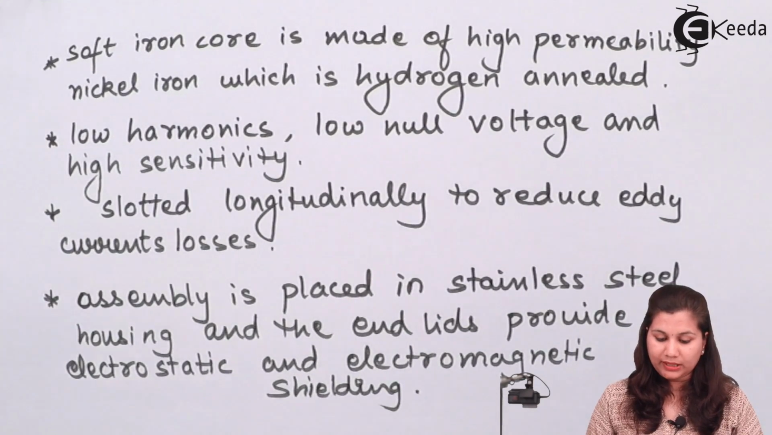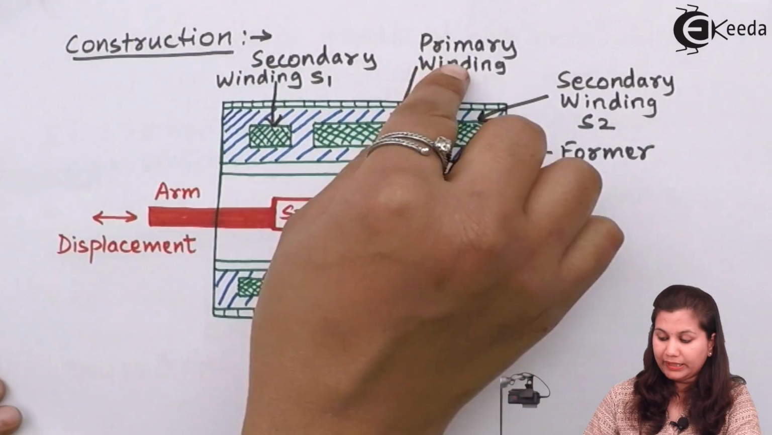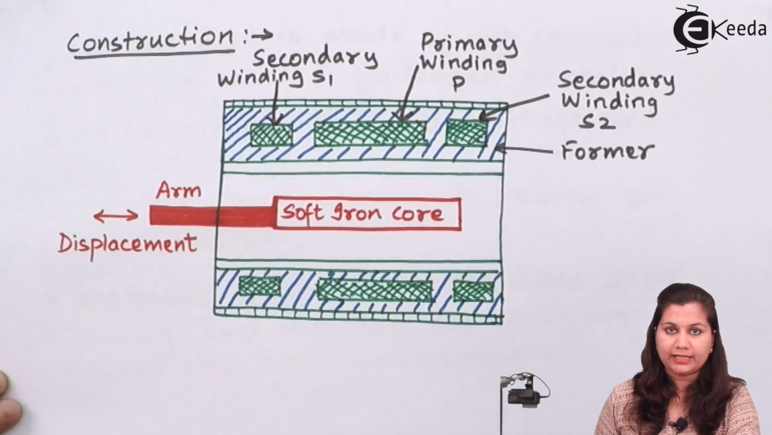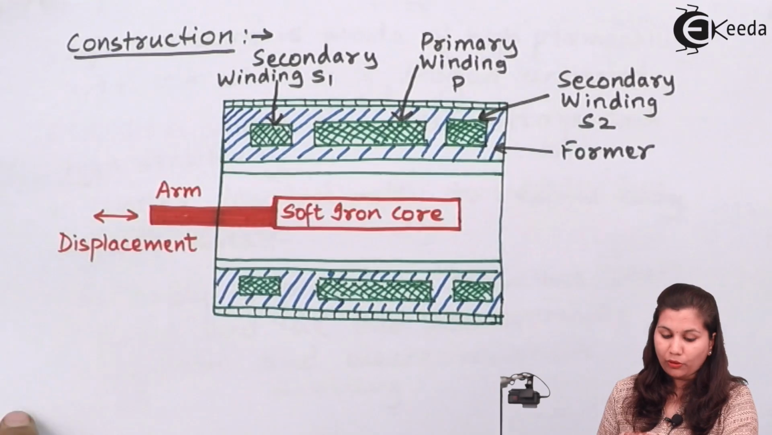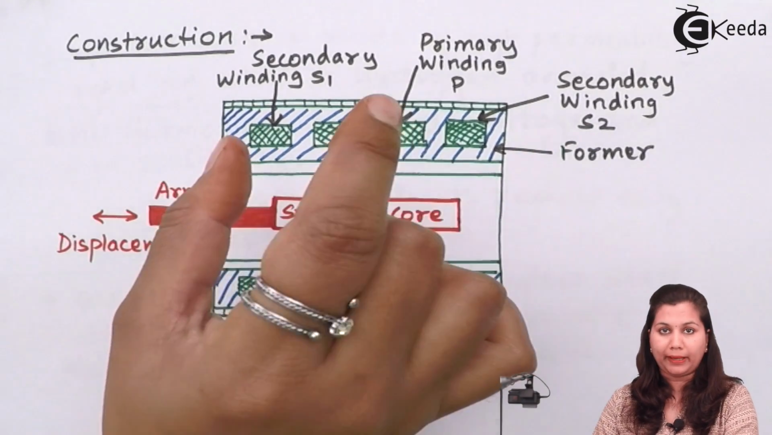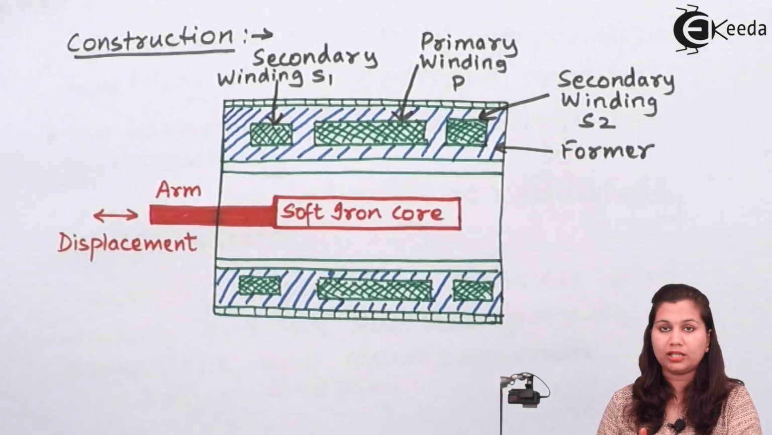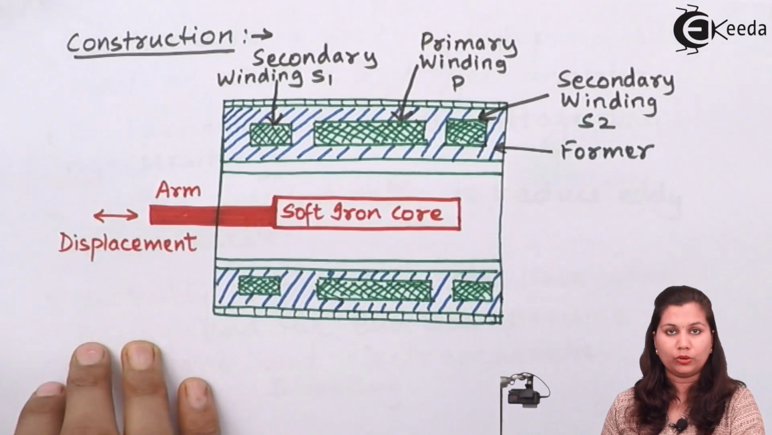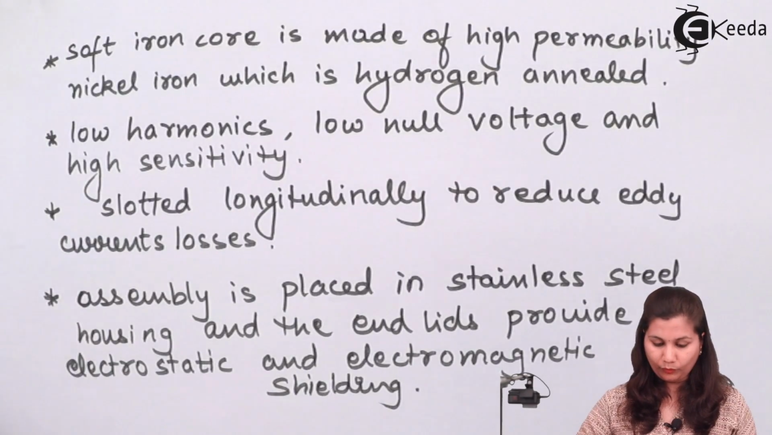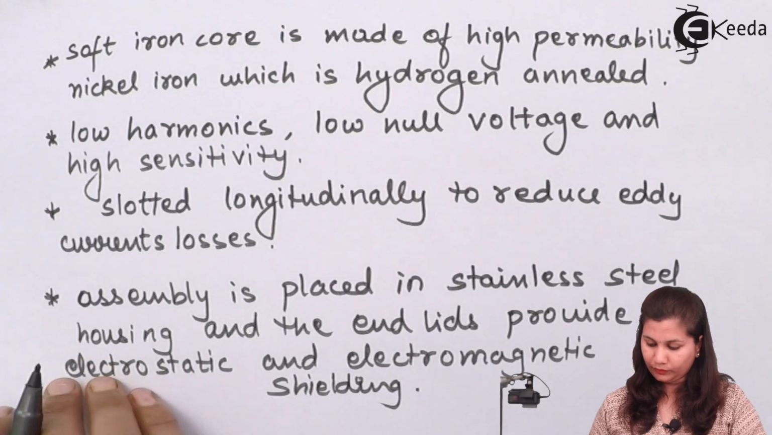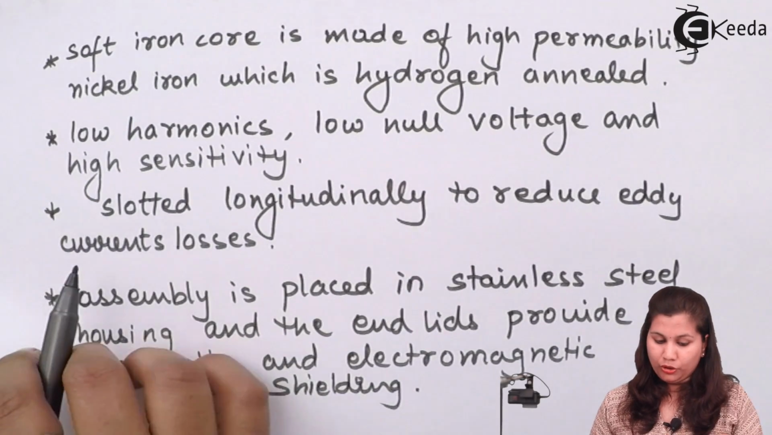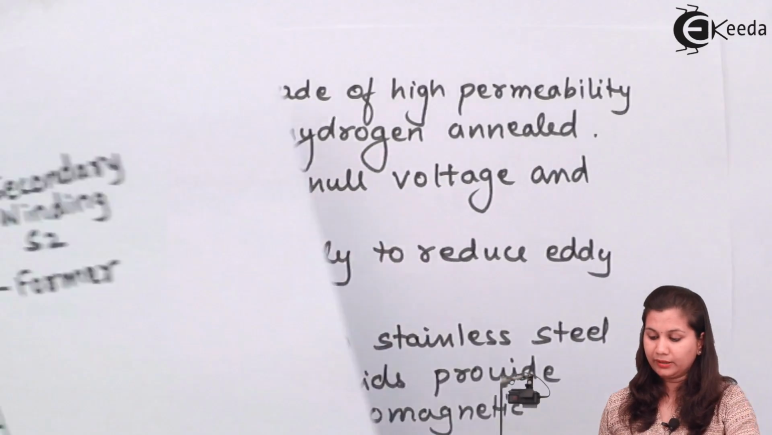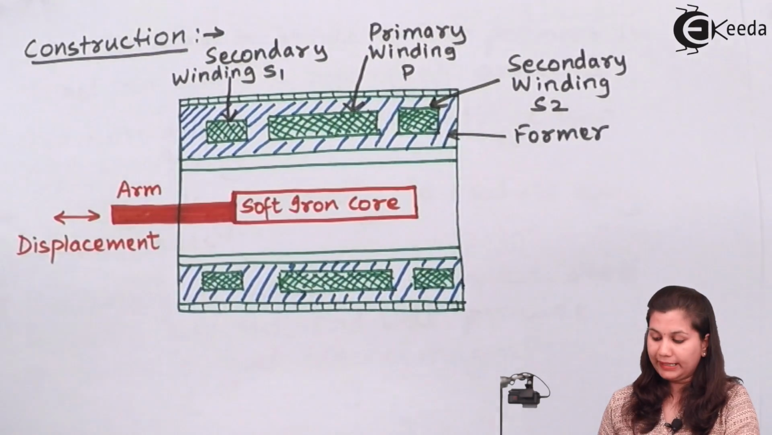Now here we have seen that the primary winding is excited by an alternating current source. The frequency of this AC applied to the primary winding is between 50 Hertz and 20 kilohertz. So this was the complete construction of the LVDT.